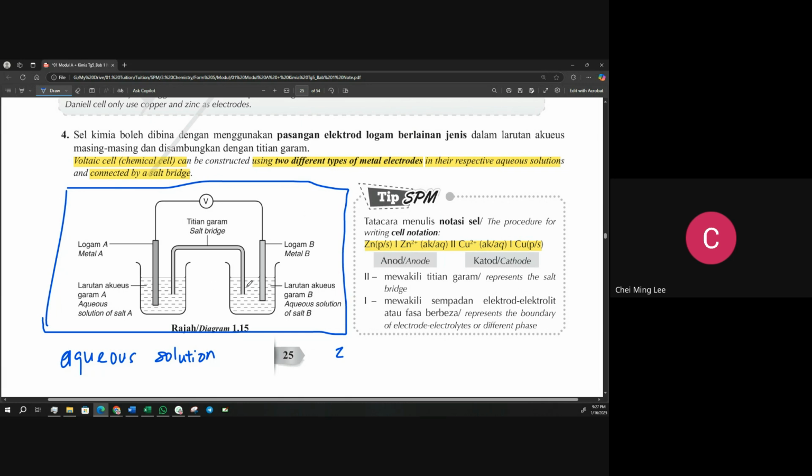So this one I don't think you need to draw, as we already drew this just now, right? So you just jot down this whole thing. We call this a cell notation. Okay, those who have copied down, then you are allowed to dismiss.